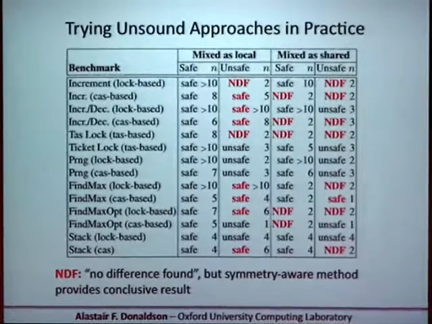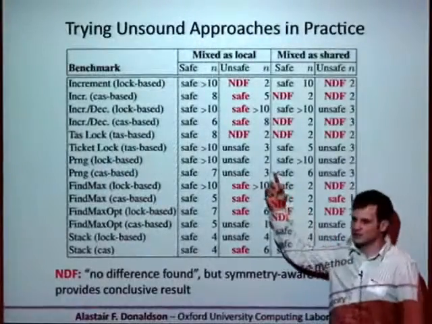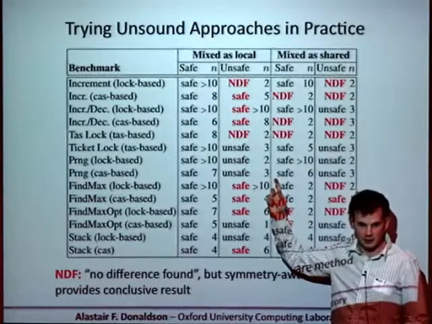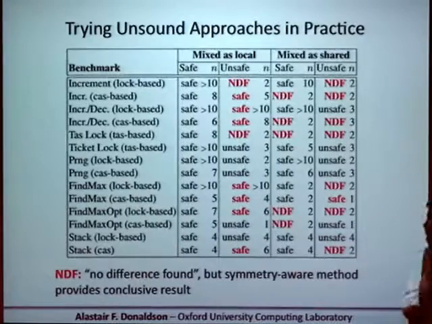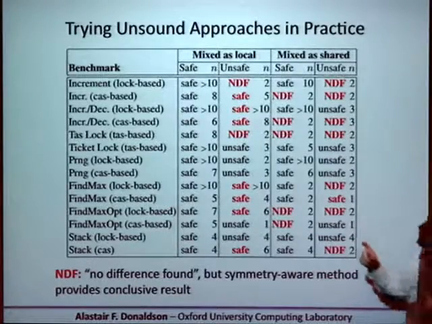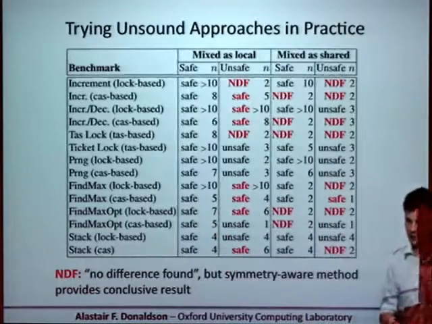And by no difference found, what I mean is that we don't manage to get a conclusive verification result and we can't find any further predicates to add using our predicate discovery strategy. And I say that this is an erroneous result because with the symmetry-aware approach, we don't get a no difference found. We actually get the right verification result. And a quick observation is that we'll never get told that a safe example is unsafe, right? Because we get a counterexample which we have to simulate over the original program, and we're never going to find that a safe program has a counterexample.